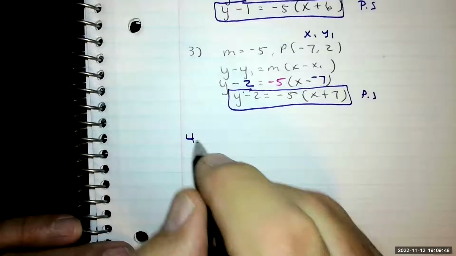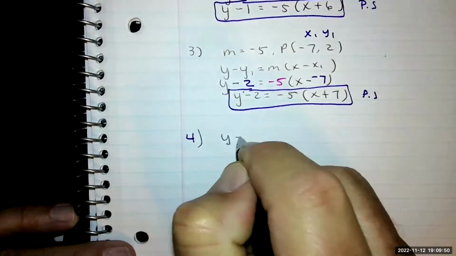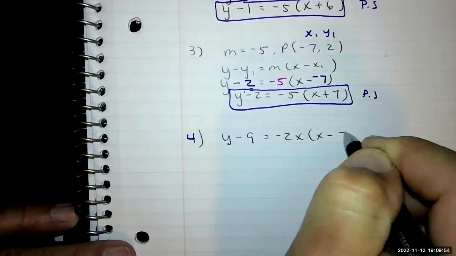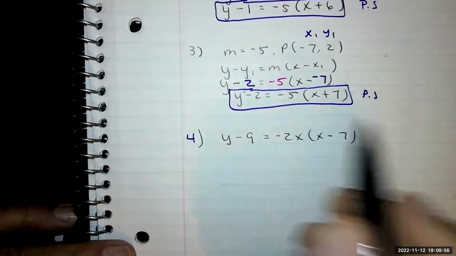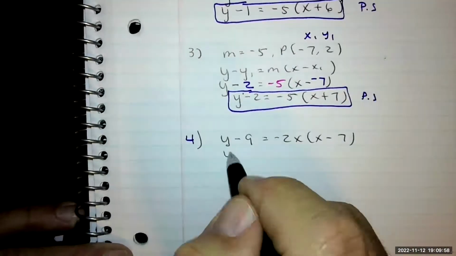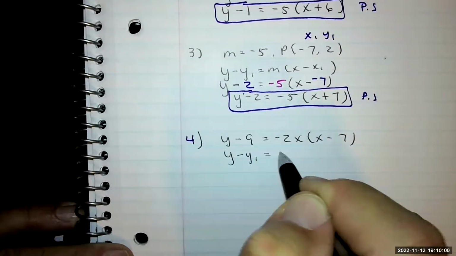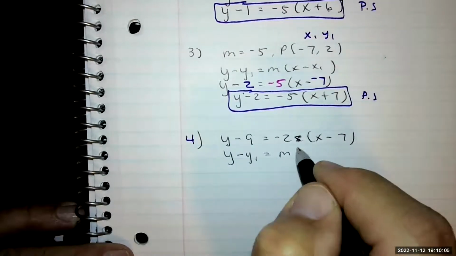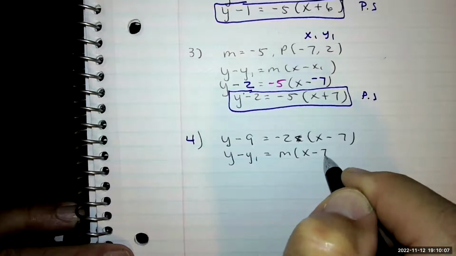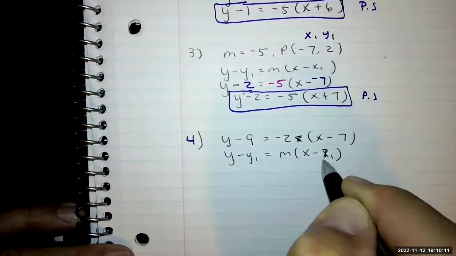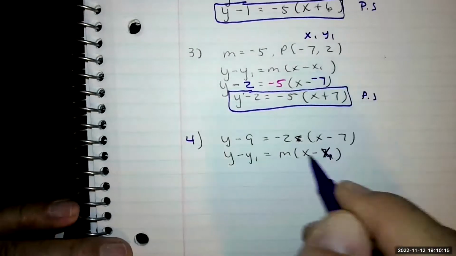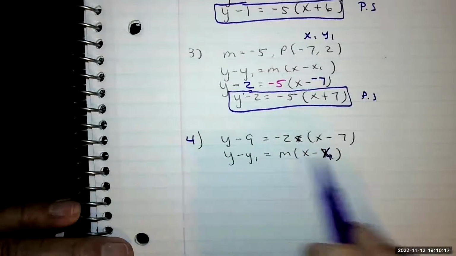So I'll put 4, here we go. y minus 9 equals -2 times open parenthesis x minus 7. If you remember my point slope, I'm just going to write this again so you can see it. I put x here, it's supposed to be x1 right there. Okay, we'll do it like this so you can see it better. This is x1, this is x. Okay, so this is the point slope.